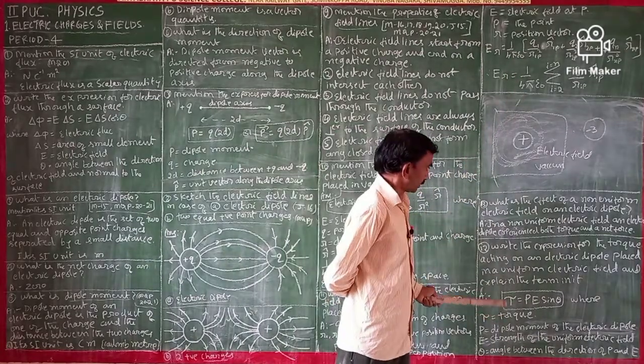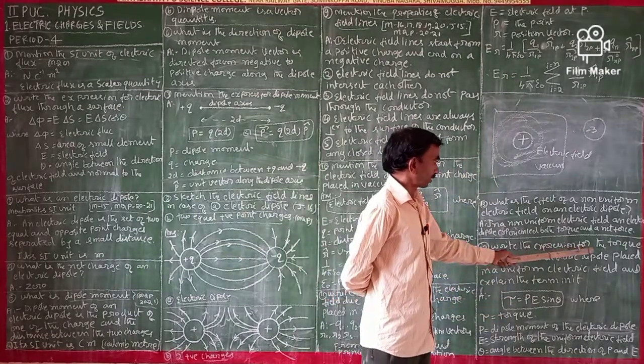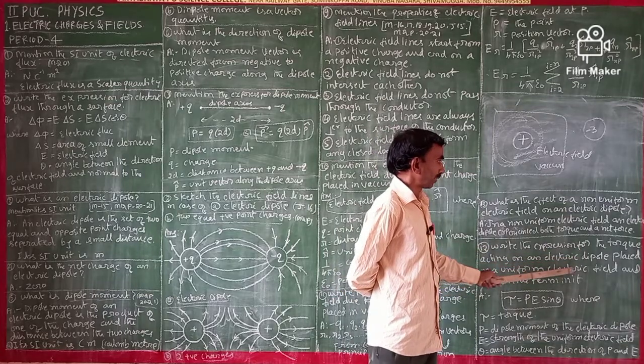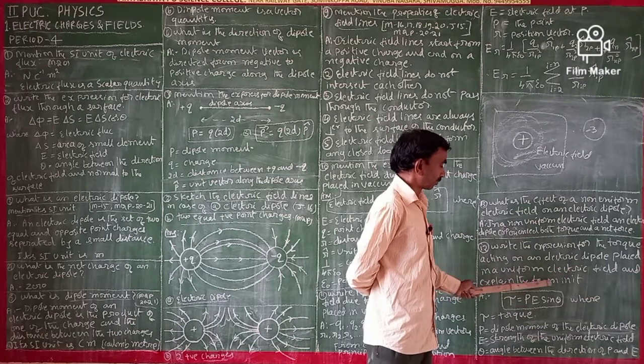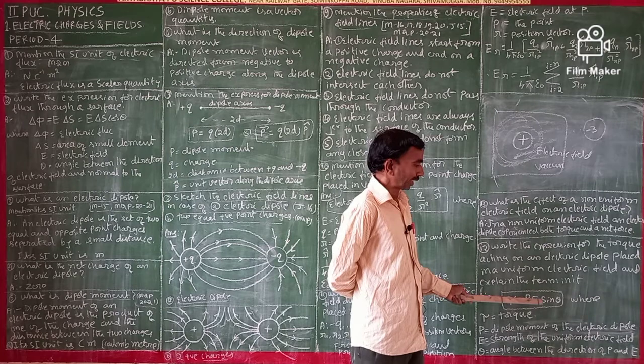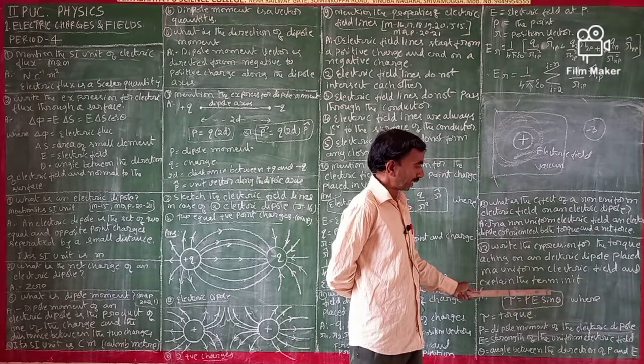Next, write the expression for the torque acting on an electric dipole placed in a uniform electric field and explain the terms. Tau is equal to P E sin theta.